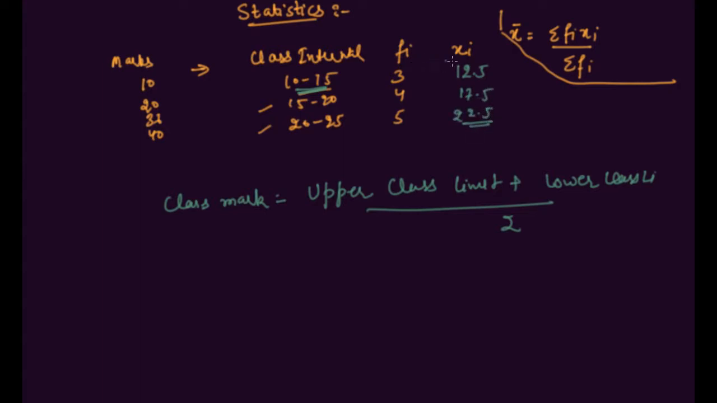From here, I can directly find the value of fi xi. This comes out to be 37.5, then you multiply this and you will get 70 here, and for this you will get 112.5. Similarly, you will find the summation of fi xi and then divide by summation fi. In this way, you can find the mean of the marks of students when you are given the marks in class intervals.